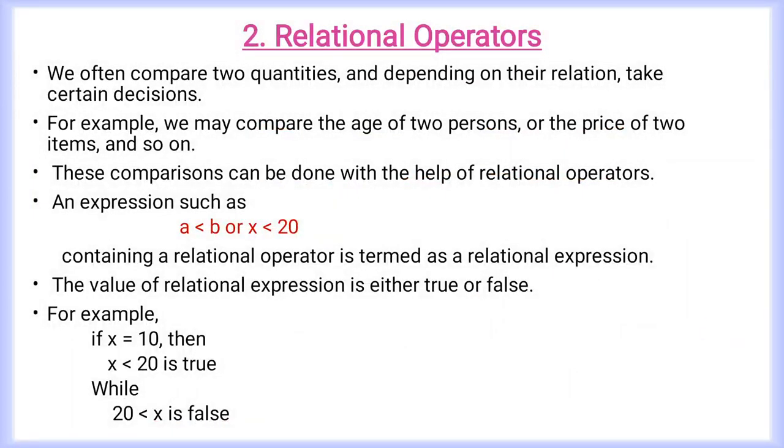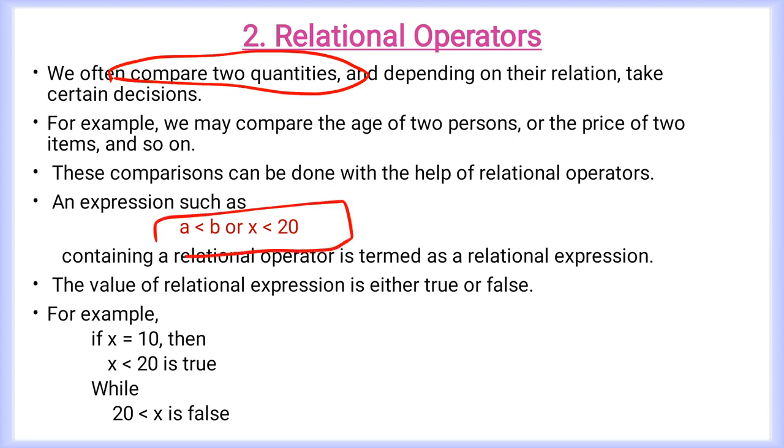Next is relational operators. Where do we use relational operators? When we want to compare two quantities. When we compare two values, you have to go for the relational operators. For example, if you want to compare the age of two persons or the price of two items and so on. Here we compare A less than B or X less than 20.